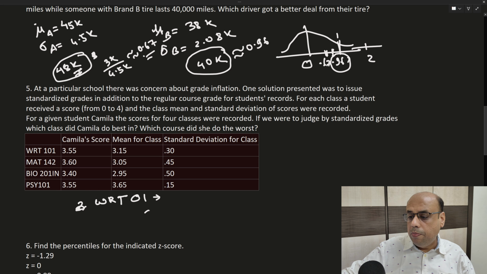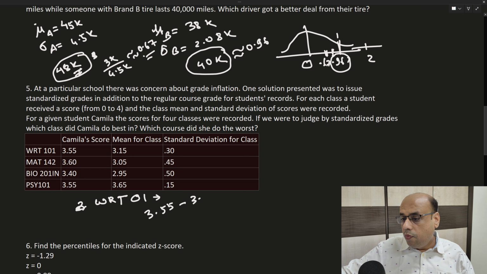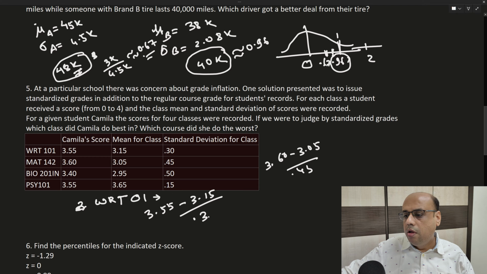So this is 3.55 minus 3.15 by 0.3. Similarly, the second one you do 3.60 minus 3.05 by 0.45, and do the third and fourth. So we will find that for WRT01 and PSY01, this is the highest and this is the lowest.